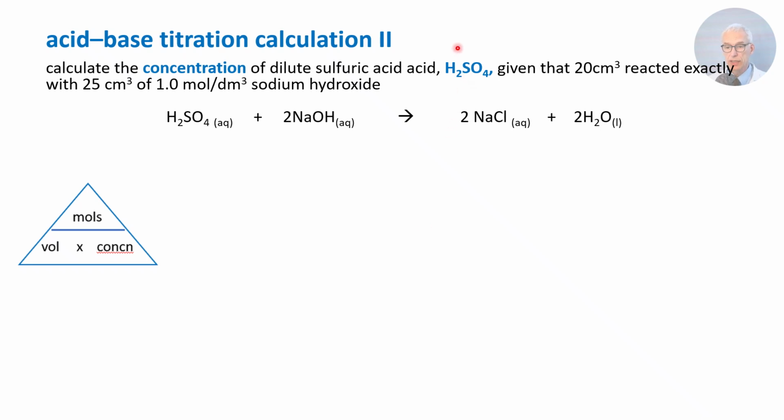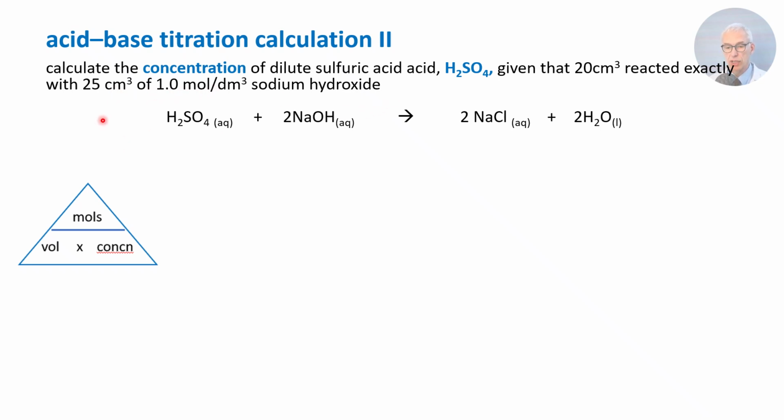So here is a second problem. Calculate the concentration of sulfuric acid, given that 20 centimeters cubed reacted exactly, that is to the titration endpoint, with 25 centimeters cubed of 1 mole per decimeter cubed sodium hydroxide. So I've kept it very simple. Same concentration and volume of sodium hydroxide.